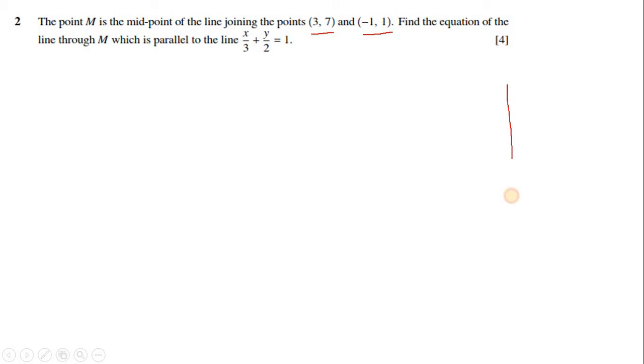So this is, suppose, the x-axis and y-axis. And you say (3, 7). So (3, 7) is somewhere here. Let's suppose this is the point (3, 7). Let's call this point A. And another point is (-1, 1). So clearly you can see (-1, 1). Another point, let's call it B.